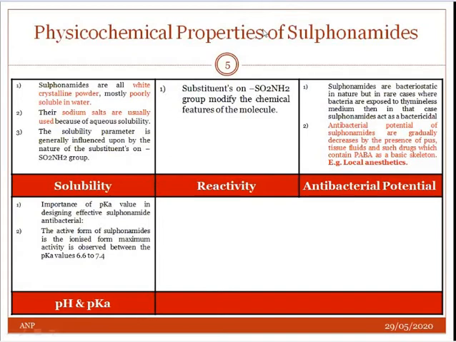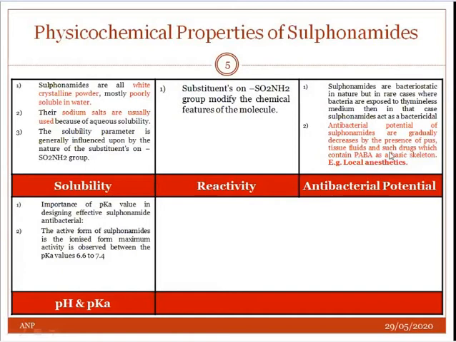What about the antibacterial potential? Sulfonamides are bacteriostatic in nature, but in very rare cases where the bacteria are exposed to a thymine-less medium, sulfonamides act as bactericidal. Otherwise, most sulfonamides are bacteriostatic in nature. The antibacterial potential of sulfonamides gradually decreases in the presence of pus, tissue fluids, and drugs which contain PABA as the basic skeleton, that is para-aminobenzoic acid.